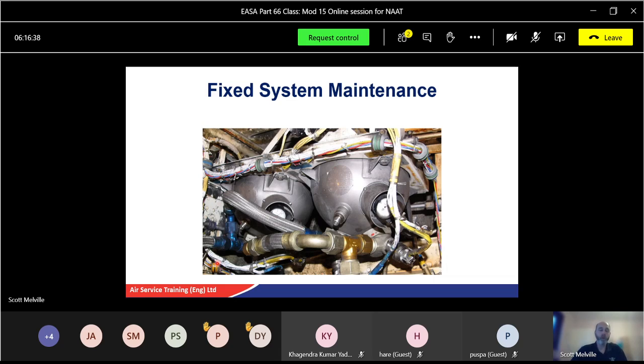Now, extinguishers before installation, the following checks and inspections should be carried out. Containers should be checked for leakages, dents, corrosion, scoring. Any damage, don't fit them. Nice and simple.